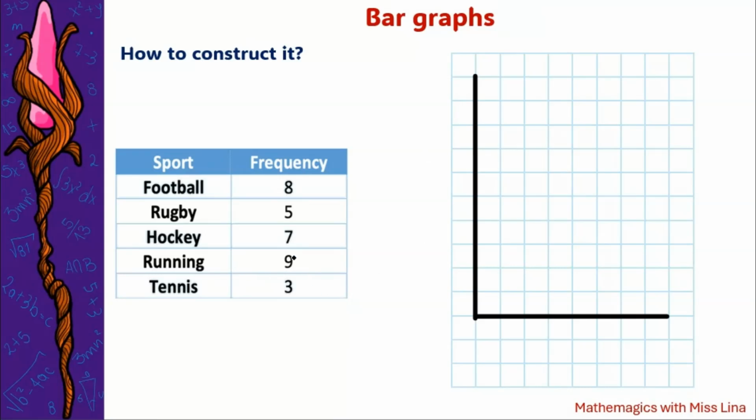Okay, we need to check what is the biggest frequency to make sure that we have enough space in the graph. Let's see, 2, 4, 6, 8, 10. And the biggest one is 9. So, yes, we have enough space. If the space is not enough, what you could also do is say, for example, 1 square is going to be 2, 4, 6, and so on. In this case, it's enough. So we are just going to say each square is one person.